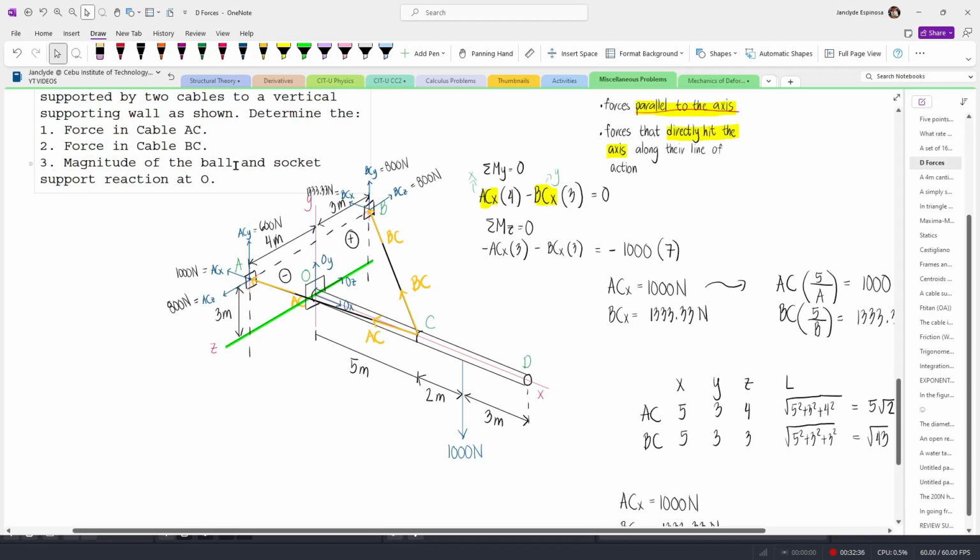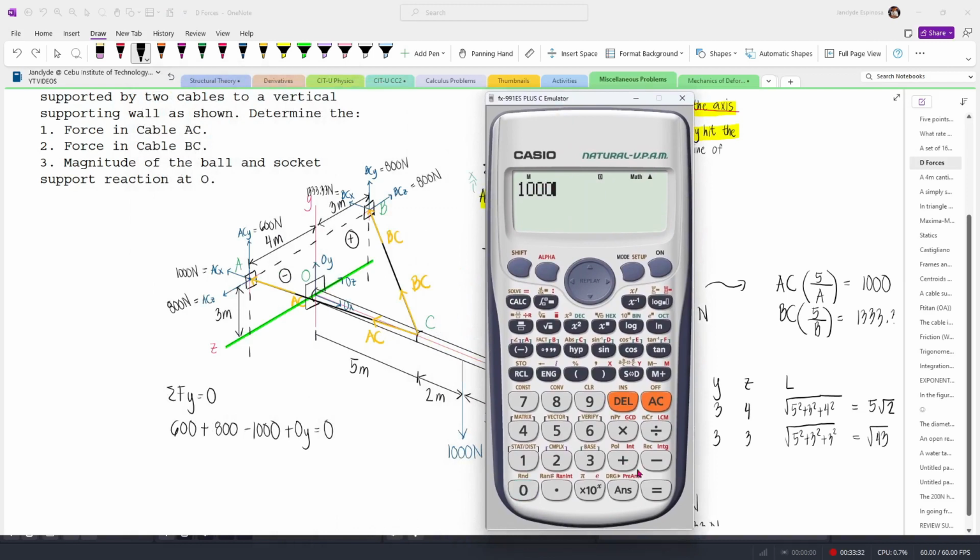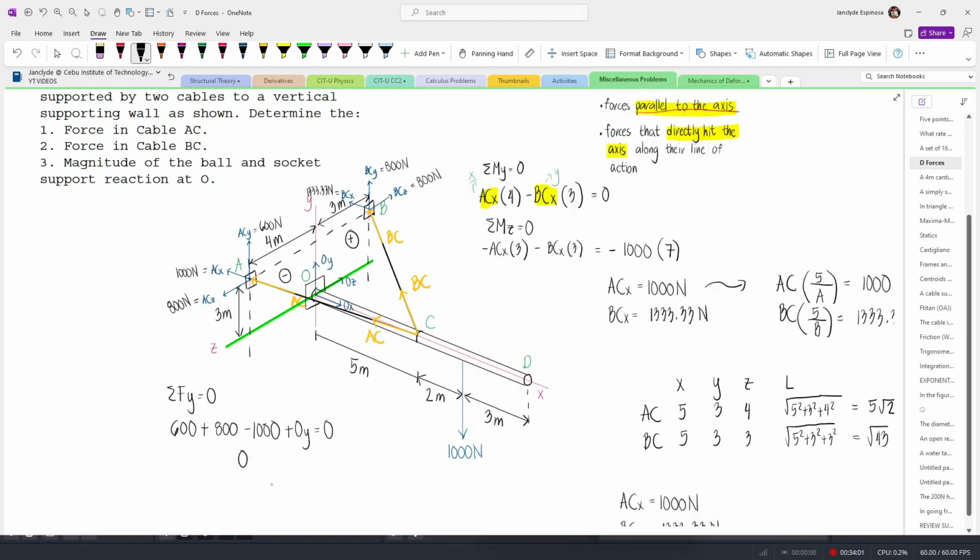Now to get the magnitude of the ball and socket support reaction at point O, we need to get the resultant force. So we're gonna sum up forces along the z-axis, along the x-axis, and also along the y-axis. And so summing up forces along the y-axis, we have positive 600, since that's going upward. So 600 plus 800, and then minus 1000 plus OY. We can now solve OY. So we have here 1000 minus 600 minus 800. This is gonna give us minus 400, which means that our assumption is wrong. So OY is actually pointing downward. So here we have OY equal to 400 newtons pointing downward.